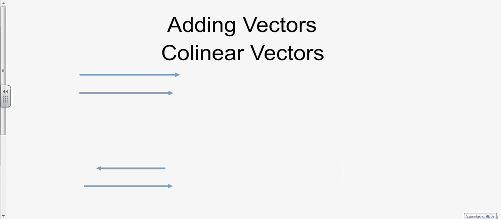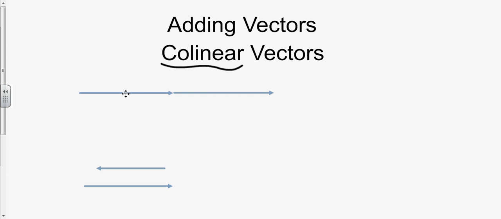Now we're going to look at adding vectors. And in the specific case of this, we're going to talk about colinear vectors. Now it sounds like a pretty fancy word, colinear, but it's actually fairly straightforward. What do I mean by colinear? Well, colinear means they are both pointing along the same line. So for example, both these vectors are pointing to the east. Or they could be one pointing to the east and one pointing to the west.